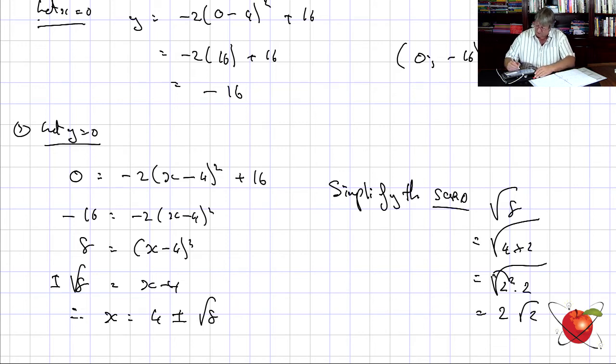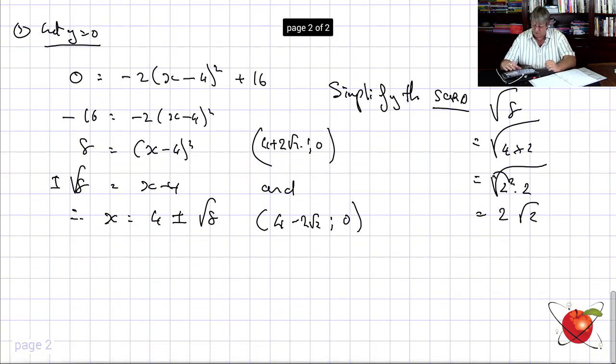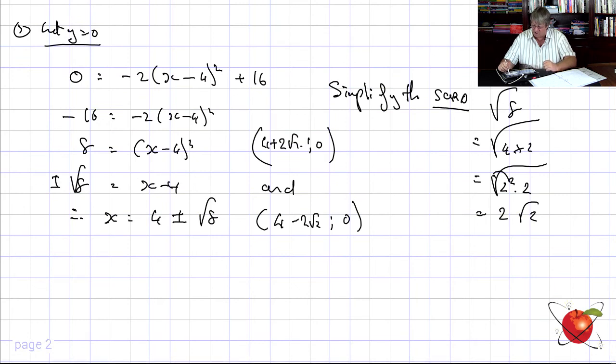All right. So therefore, the answer is going to be 4 plus root 8, 0, and 4 minus root 8 and 0, because y was 0. Those are our 2 points there, correct? Let me rephrase it and put it in terms of 4 plus 2 root 2, 4 minus 2 root 2. For those of you with the calculators, that's what you're going to see, aren't you? You're going to see 2 root 2s, 3 root 2s, 2 root 3s, etc., etc.